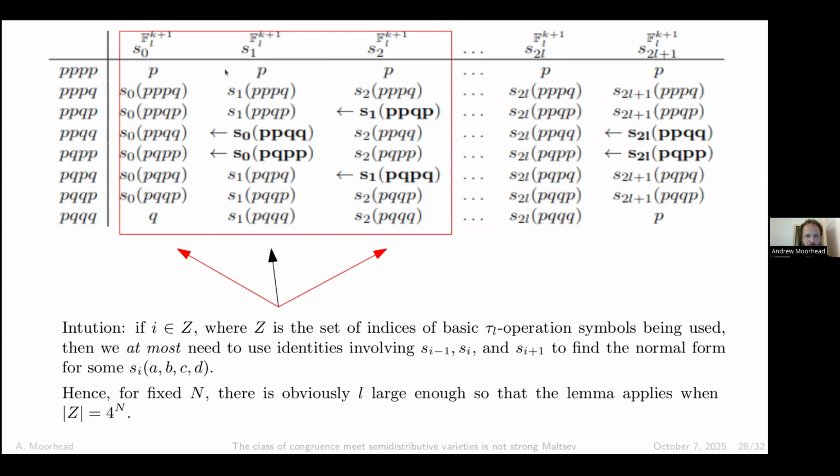So if my set of basic term operations, for instance, if S1 belonged to it, then very optimistically, the most identities that I would need would either mention S1, I'm sorry, S2 or S0 here. Those are the only identities I need. So that means that if we're looking at some n for our sigma n condition with a small number of squares, we can obviously pick a big L, and there's going to be some big gap where we're going to be able to pick a basic term operation, and we won't need any of those identities.